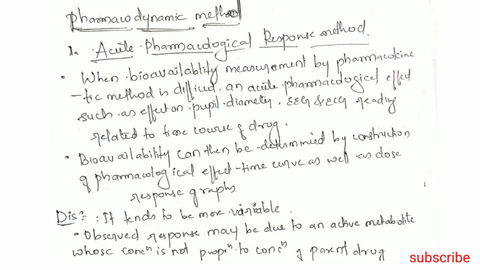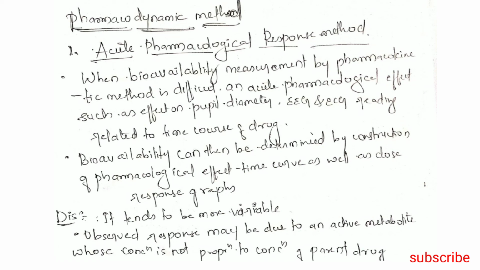Second method for measurement of bioavailability is the pharmacodynamic method. In that, first point, acute pharmacological response method. When bioavailability measurement by pharmacokinetic method is difficult, an acute pharmacological effect such as effect on pupil diameter, ECG and EEG reading related to time course of drug is used. Bioavailability can then be determined by construction of a pharmacological effect time curve as well as a dose response graph.